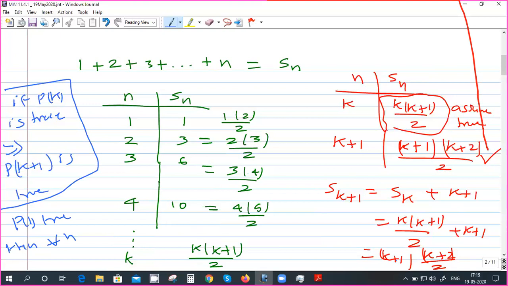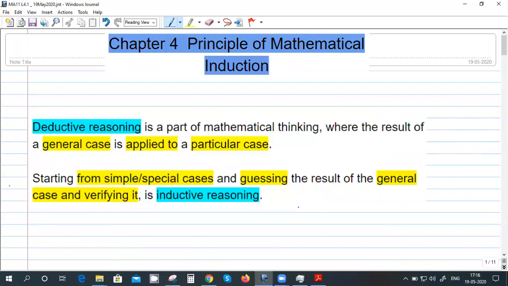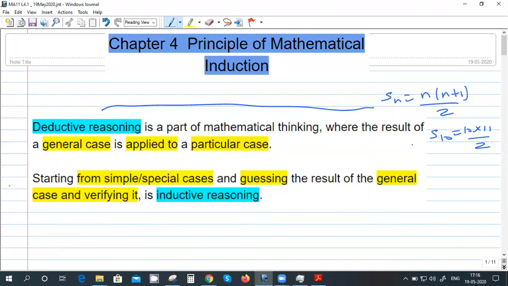But suppose I have given, in mathematics there are two ways of reasoning. One is called deductive reasoning. The other one is called inductive reasoning. Deductive reasoning is the one in which we know the result for the general case, and then we can use it for a particular case. The general case is sum of n terms is n into n plus 1 by 2. This is known. From this I can get S10 as 10 into 11 by 2. This way of getting the answer is called deductive reasoning. From the general I can get a particular result.